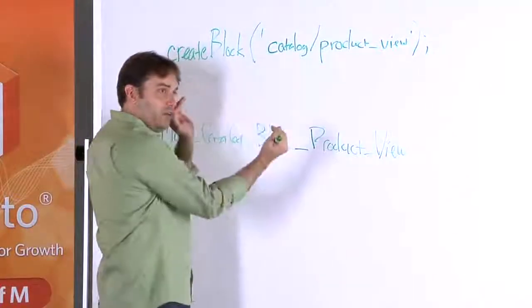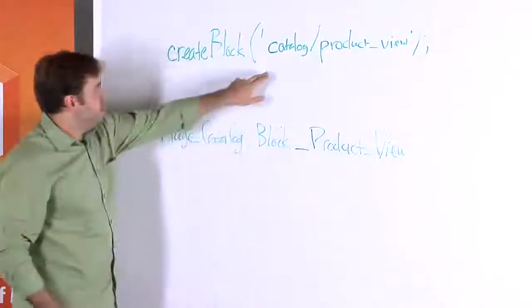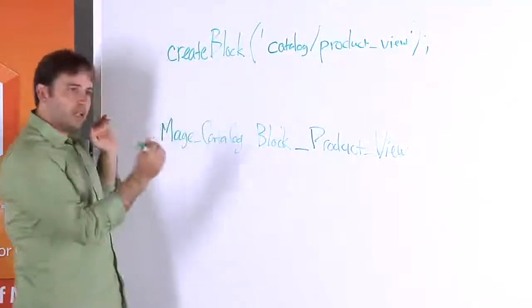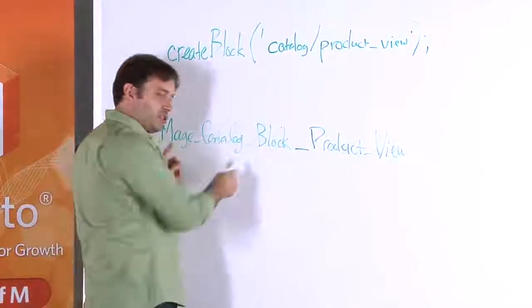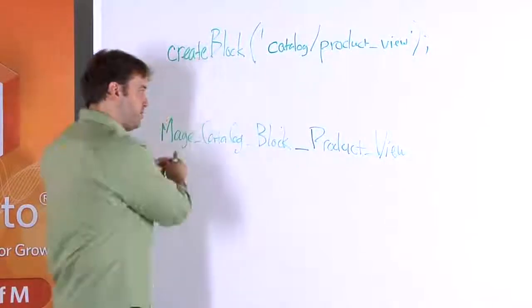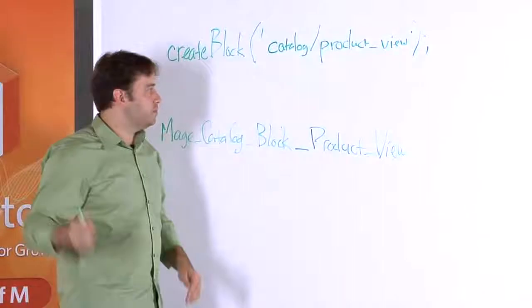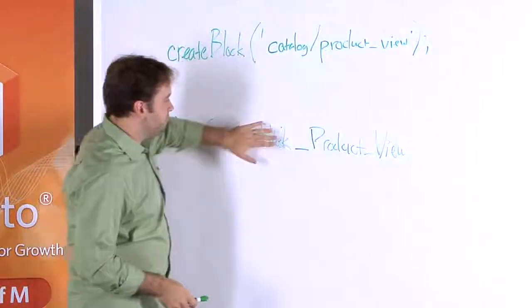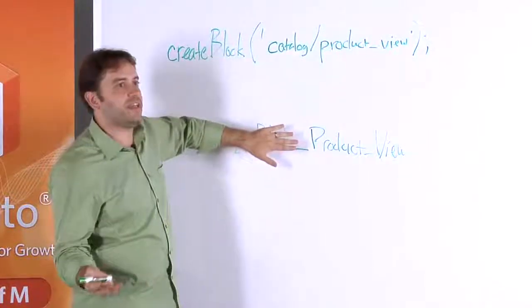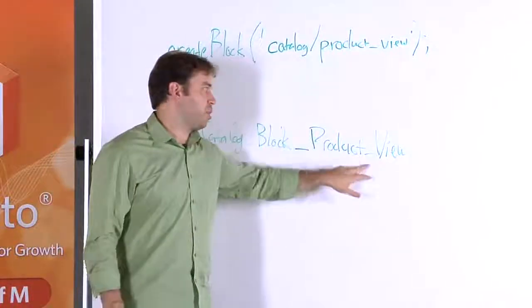You'll see a catalog node, and then inside the catalog node, you'll see a class node, which contains this. That's called the class prefix. Simply, it's the first part of the block names for the catalog module. And then everything after this is the actual class that you want to get. So in our case, we want to get product view.